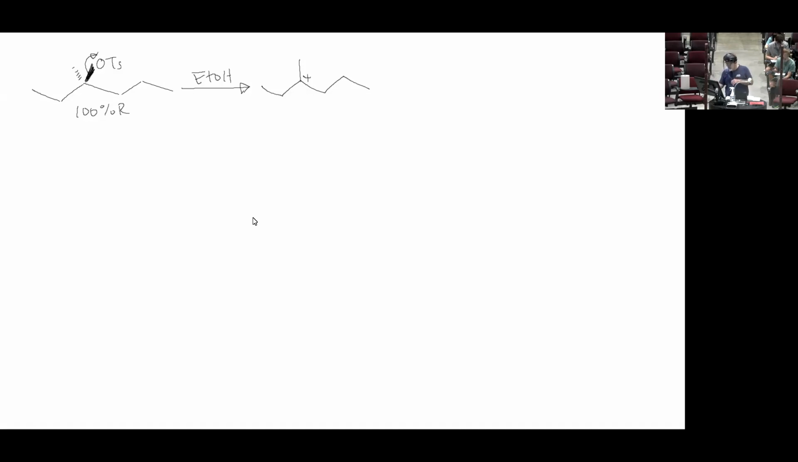And for reasons that I think you'll see in a moment, I'm going to copy that intermediate over here, because we now have two possibilities in terms of what can happen. Our ethanol can attack from the front or from above the molecule. And you can write from the front or from above if you want to clarify that, if you want to make that clear.